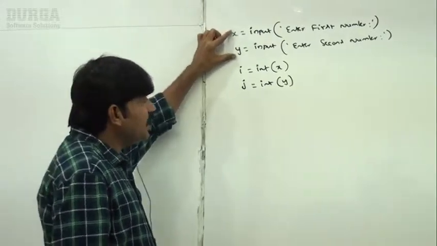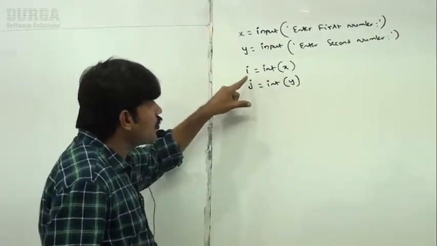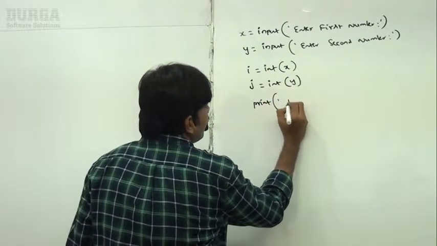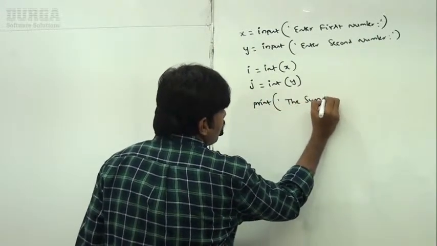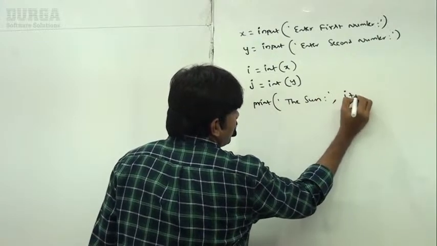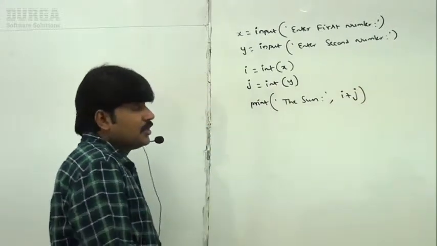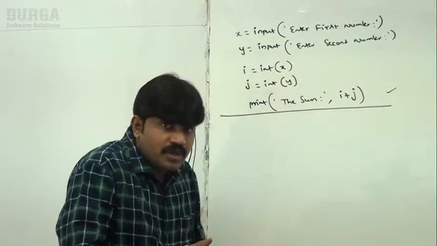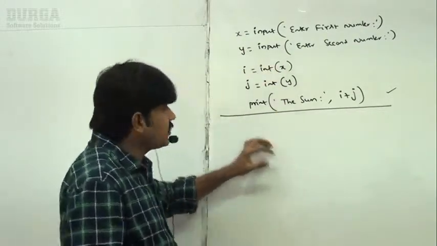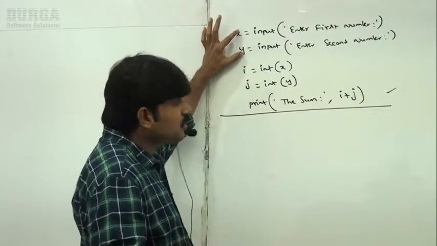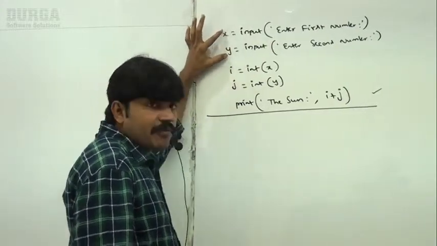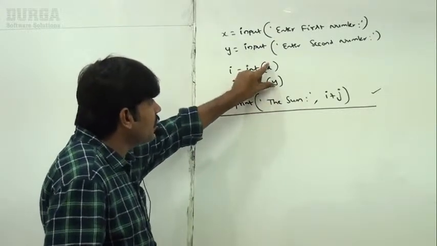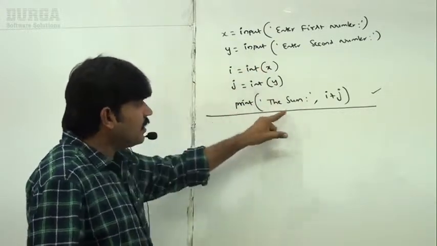Now, sir, I am reading two values and converting them to int type. Now my requirement is to print the sum. Print of the sum i plus j. Perfectly this is going to work, sir. Don't worry at all. Of course I will simplify and shorten this code. We are just reading values from the end user, but by default this data is available in str form. Convert this string type to int type and then print the sum.